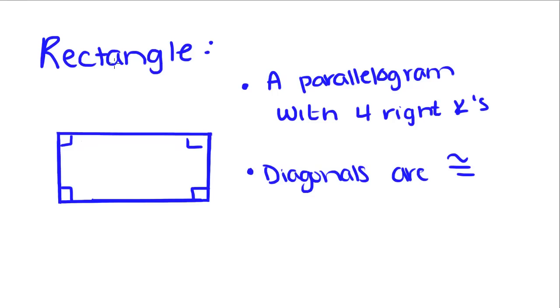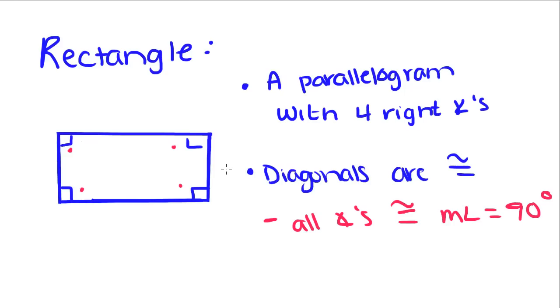So a rectangle is a parallelogram with 4 right angles. So that means in a rectangle, every one of its angles are congruent, not just opposite angles. So all angles are congruent with their measure equal to 90 degrees because they're right angles.